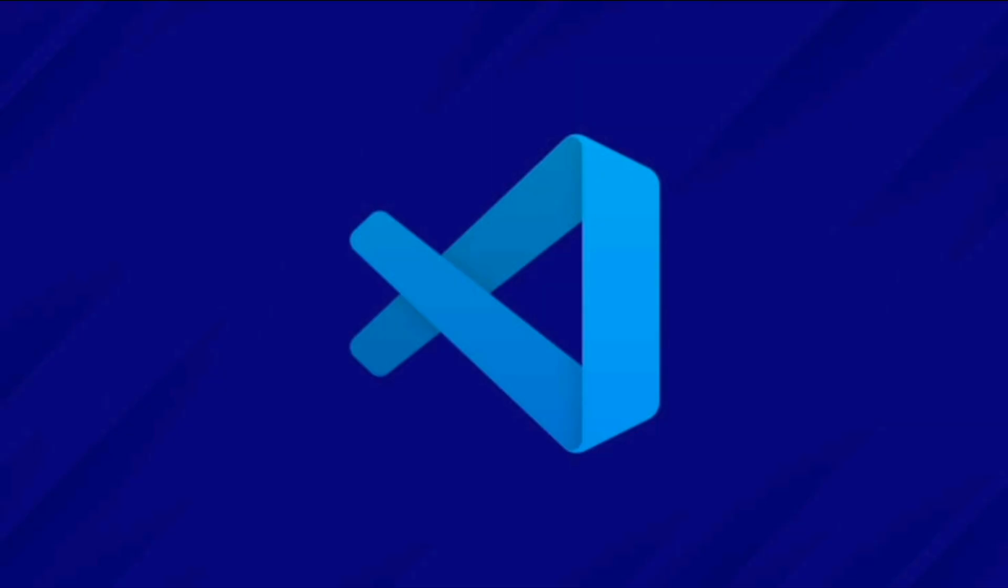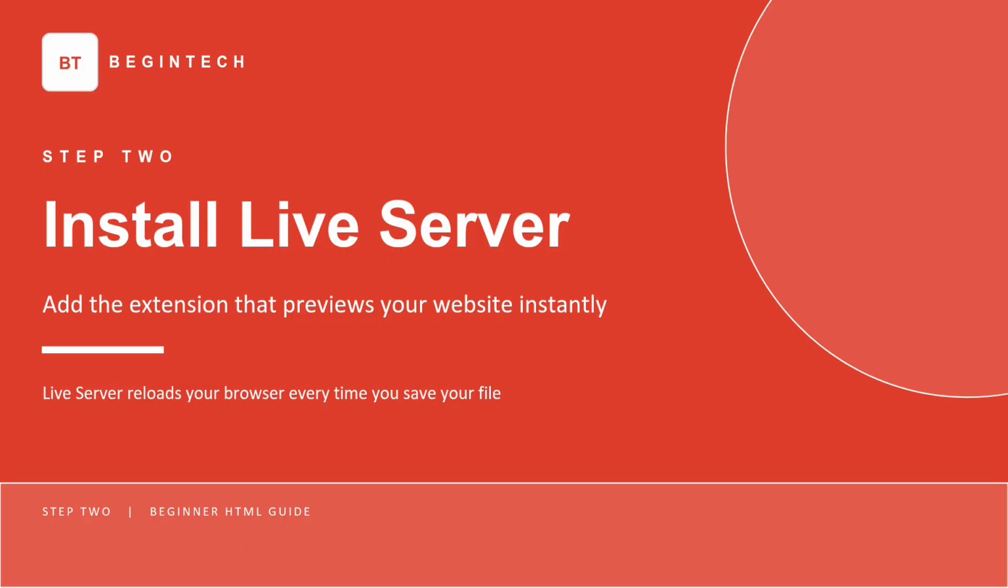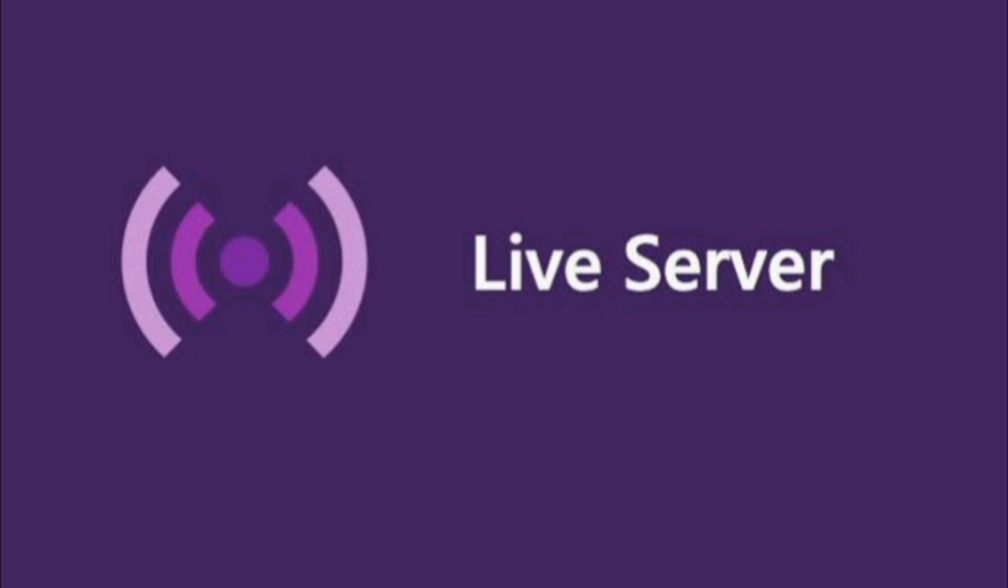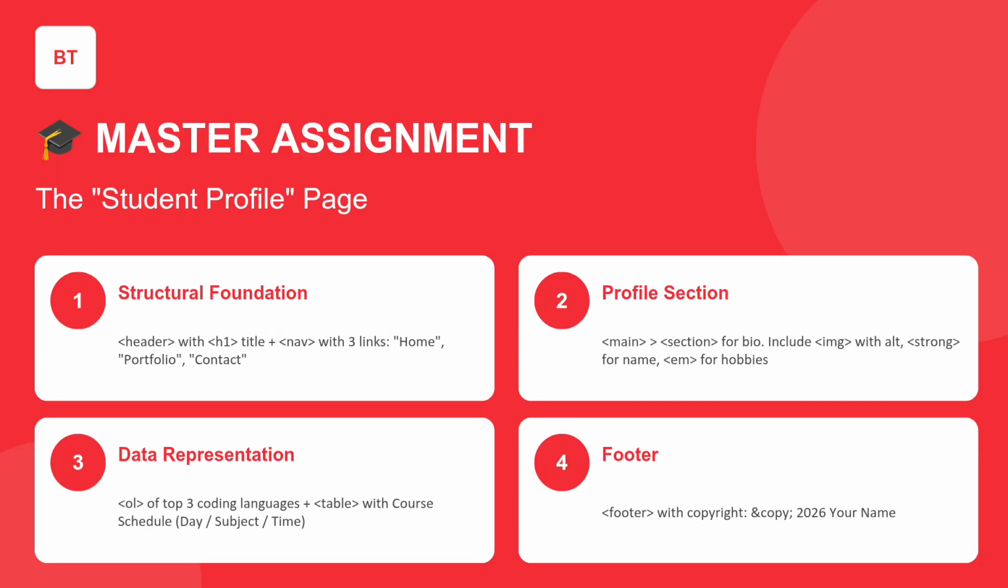First things first, download VS Code as we discussed earlier, and install it. There's a guideline on how to install VS Code. Install Live Server so you can see your changes quickly, and this is what it looks like. So it's just a video to show you what it looks like, and install it. It's an extension, and yeah, this is what you're supposed to do with the information that you have.